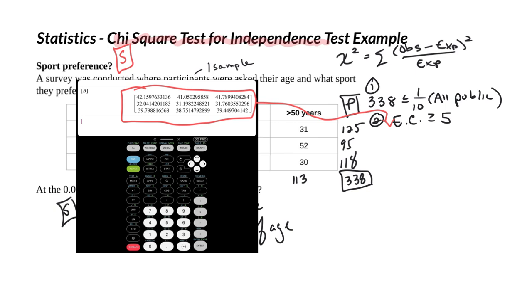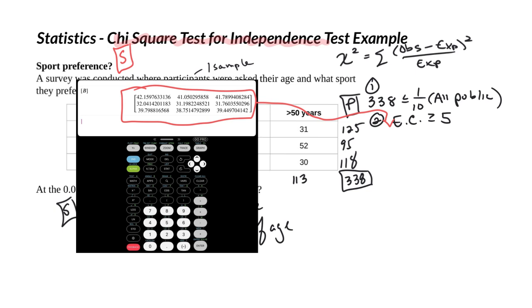And again, as a reminder, if you were doing this by hand, you would take each of your observed. So for example, here's 31. That would be your observed. The expected in that cell was 41.8. So 31 minus 41.8 squared divided by 41.8. But you would have to do that 9 times. So thank goodness we didn't have to do that.